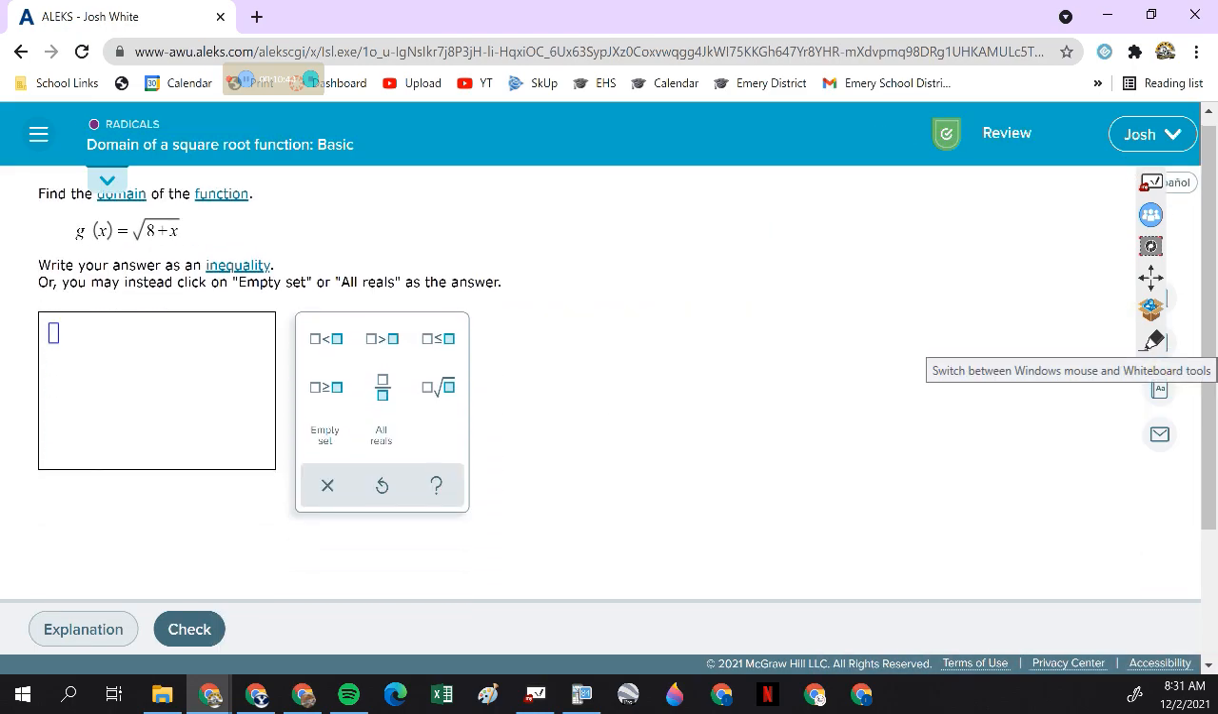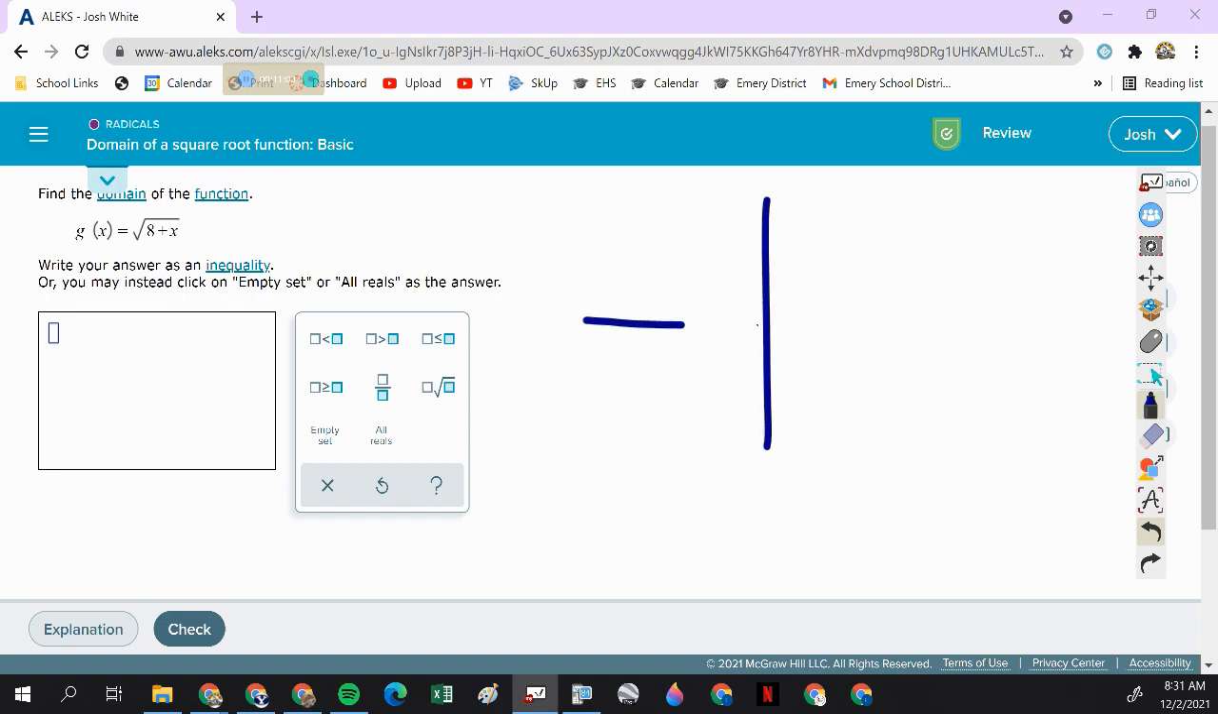So what is the domain here? Well, one way to find the domain is to graph it. Where is this graph? What happens when I add 8 on the inside? It's going to move it left 8, so it's going to look like that. So the domain is going to be -8 to infinity.